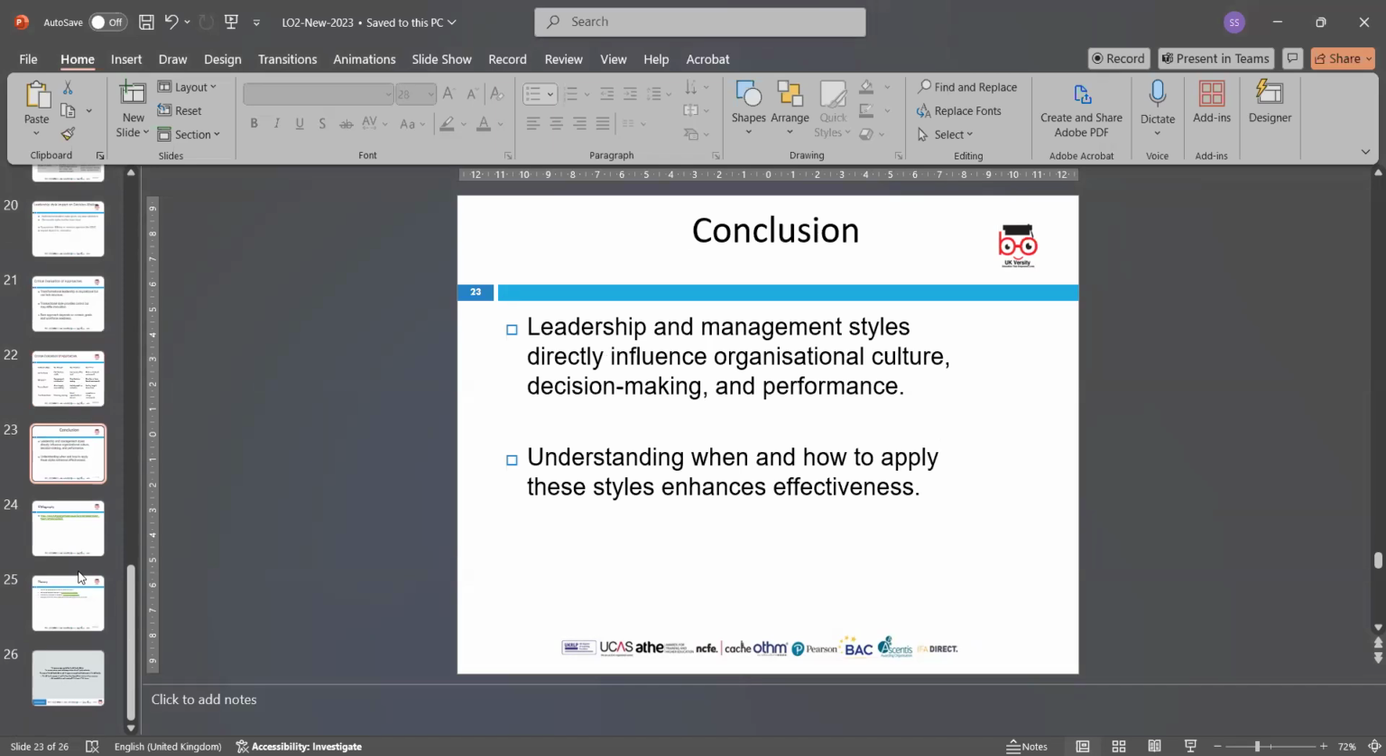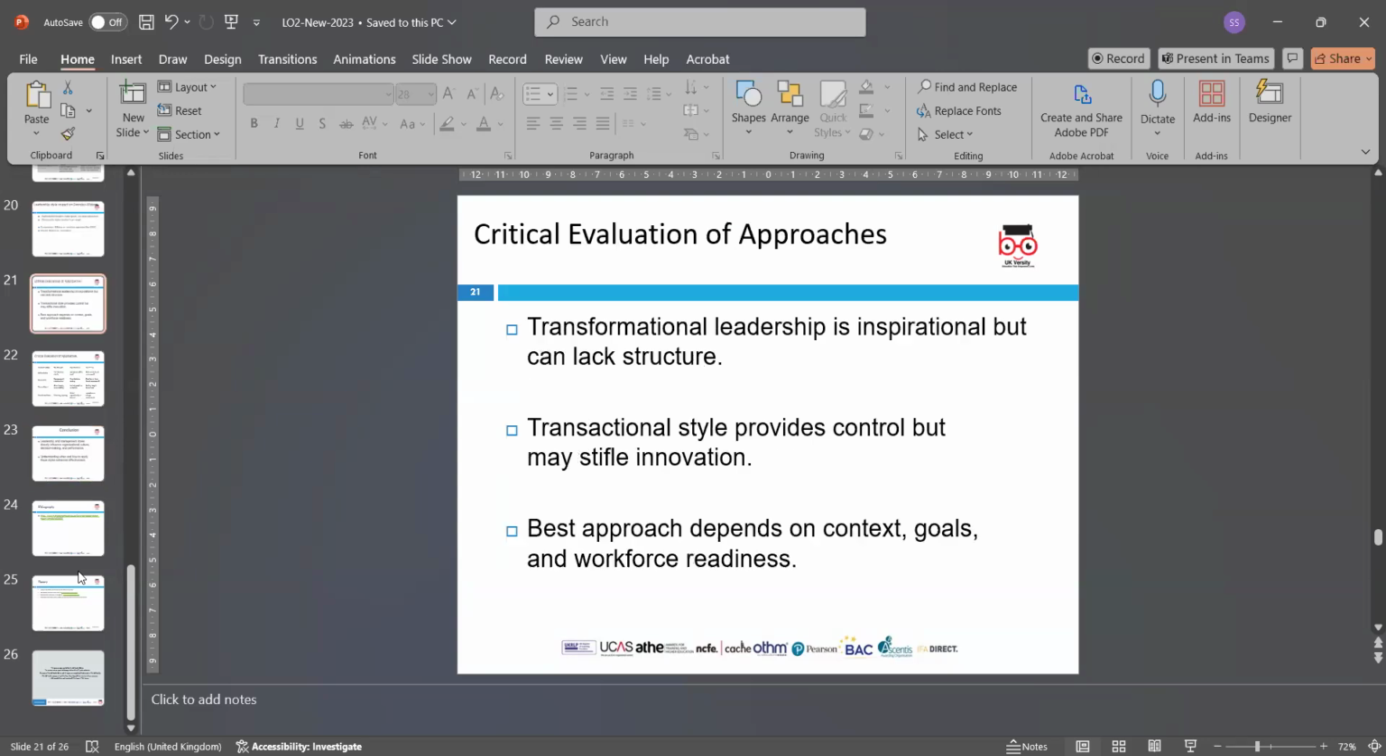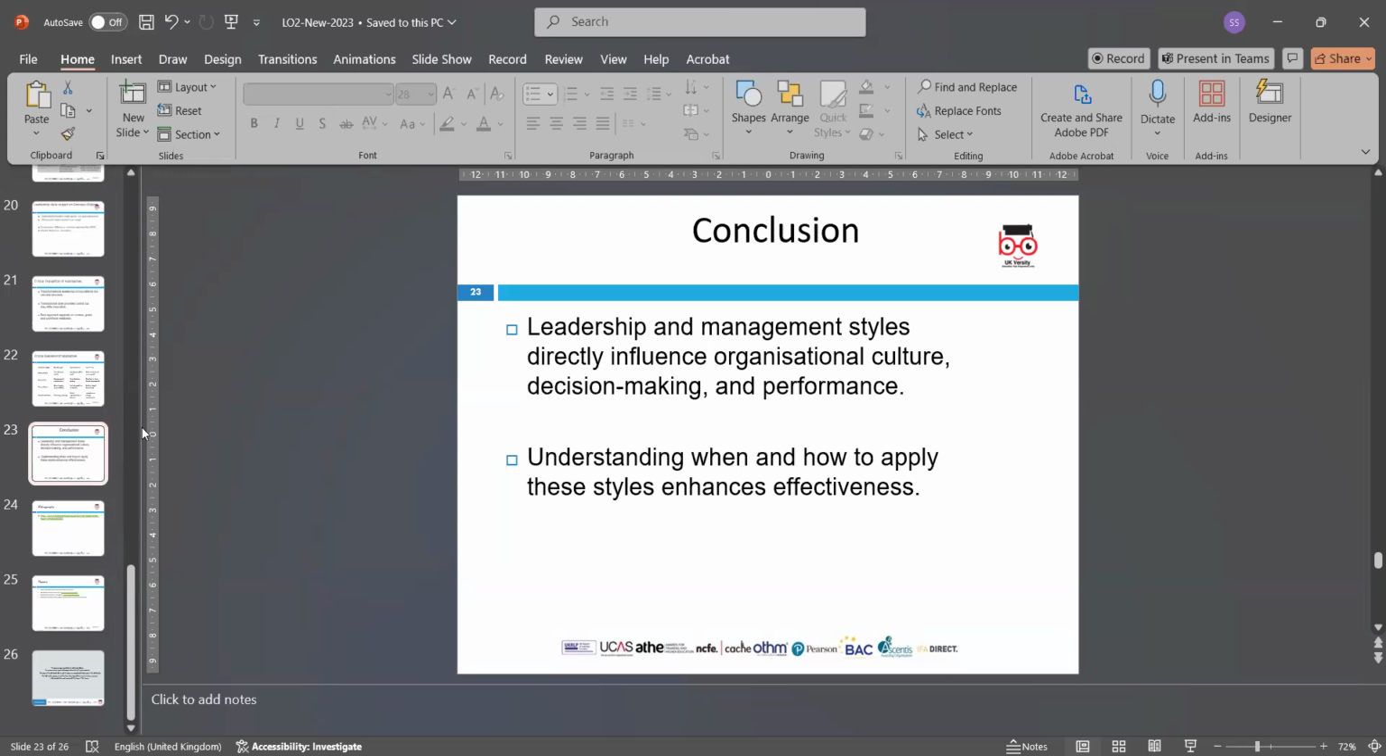So in a nutshell, when you are applying a leadership or management style, you need to consider the situation, the context, and the workforce readiness also. You need to be very careful when selecting the management and leadership style. It is not only influencing organizational performance, but it definitely impacts organizational culture and decision making also.